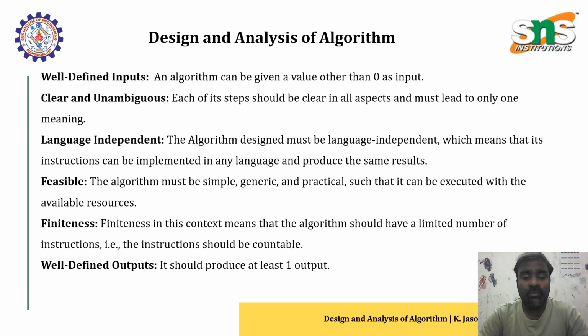Next, finiteness. Finiteness means that the algorithm should have a limited number of instructions. Limited number of instructions means countable instructions, not uncountable instructions. Within the countable instructions, the algorithm should be there. Next, well-defined output, already discussed. It produces at least one output. So these are some characteristics of an algorithm. Each and every one of you go through that. The characteristics of an algorithm are very important.